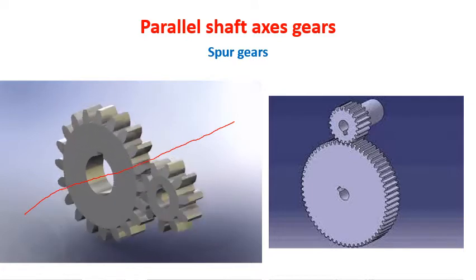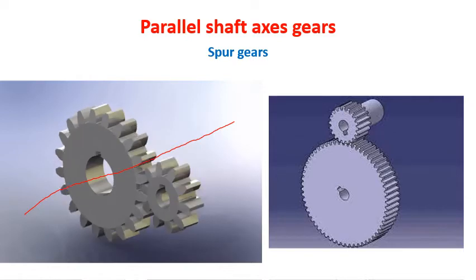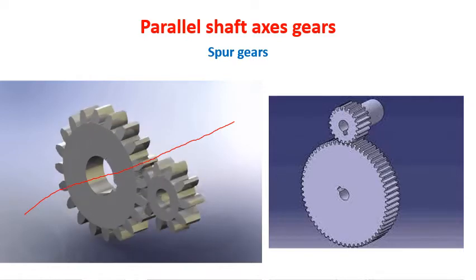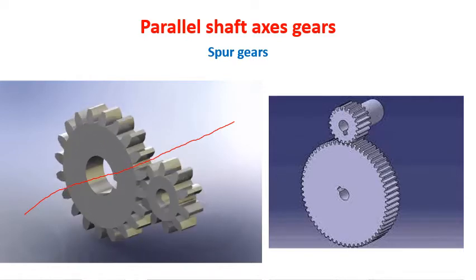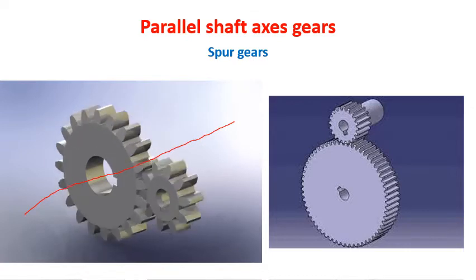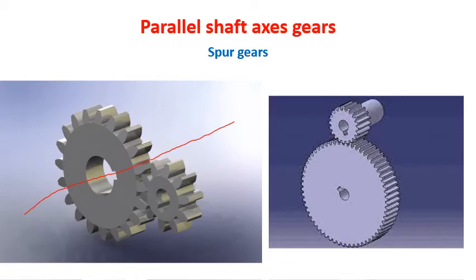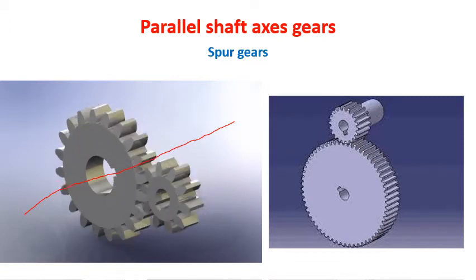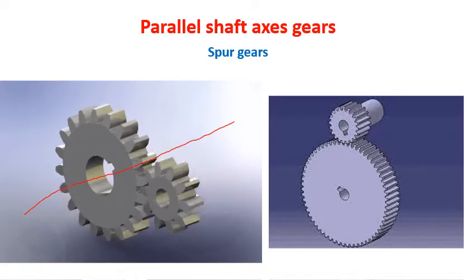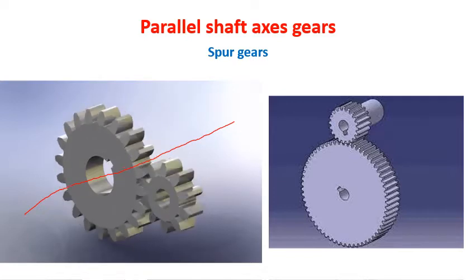Then what is the application of this spur gear? So these spur gears are commonly used in machine tool, gearbox, automobile gearbox, and wristwatches, wall clock, etc. So these are the applications of spur gears. So next type of gear is helical gears.